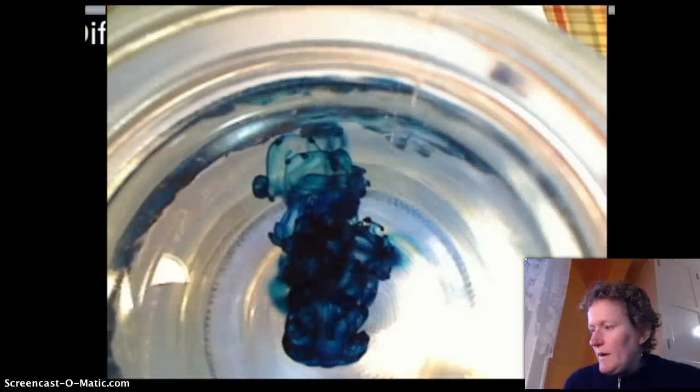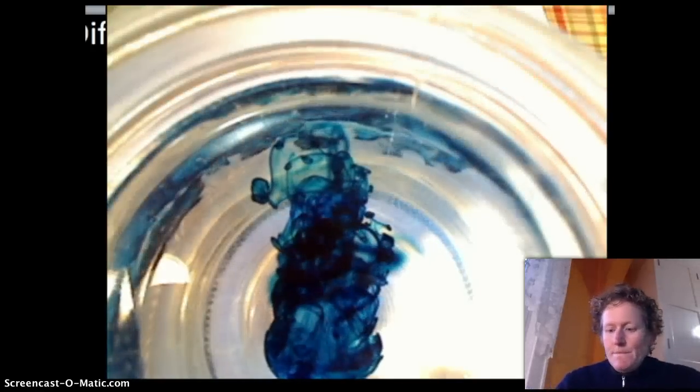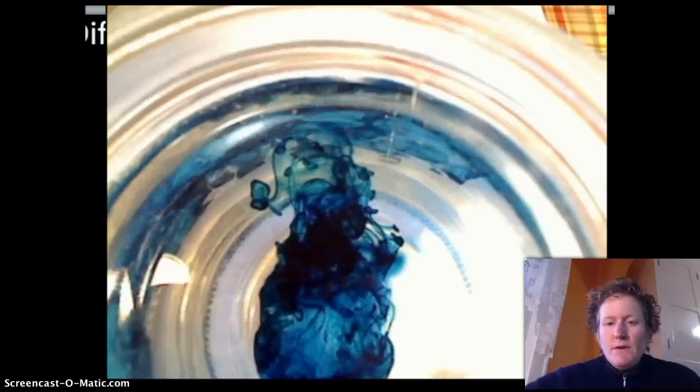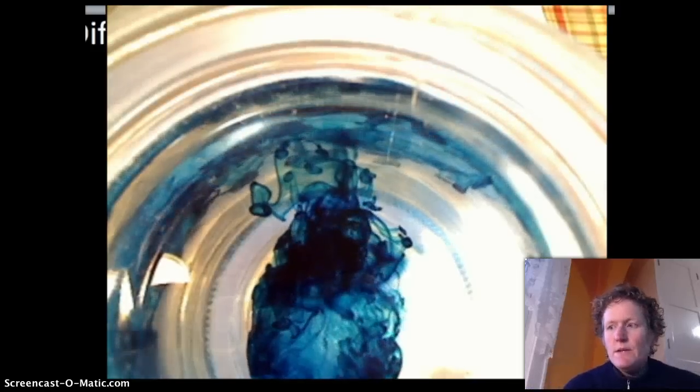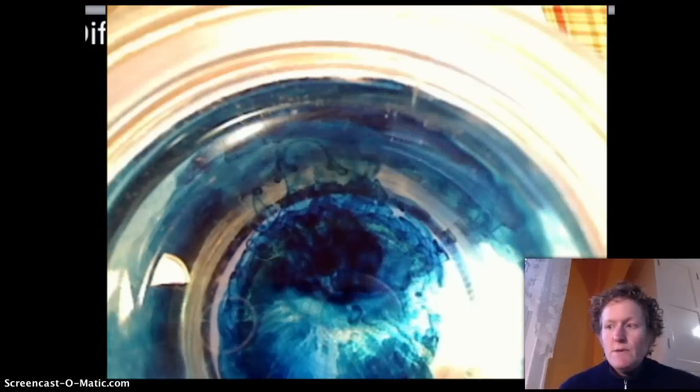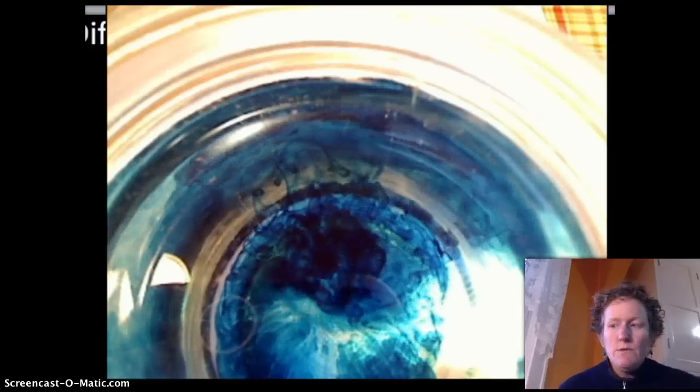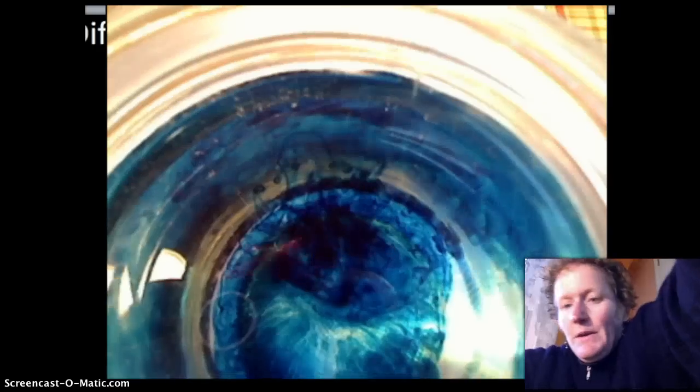The food coloring molecules make a glob at first, but now they're diffusing. I'm not shaking or stirring the water, but because the water molecules and the food coloring molecules are always moving, they're going to mix together. And over time, that dye is going to diffuse across all the water and make it uniformly blue. I'll back up here a little bit so you can see the whole jar.